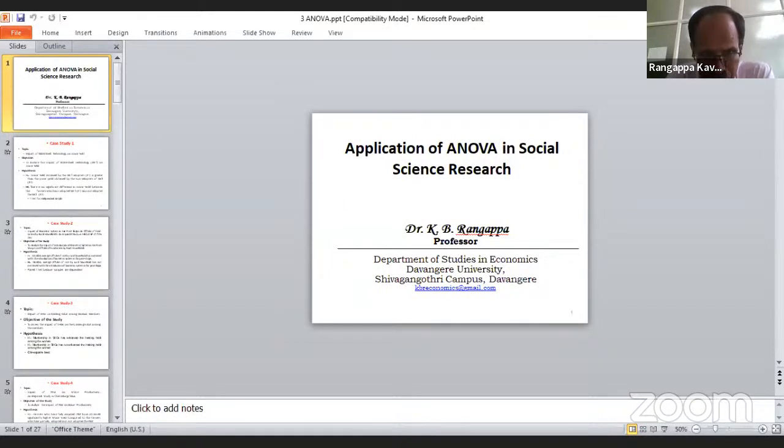See, here is one study. The study on impact of watershed technology on jowar yield. One of the scholars, assume that one of the scholars has undertaken this study. Of course, it is just a tentative title. One scholar wants to conduct a study on impact of watershed technology on jowar yield.